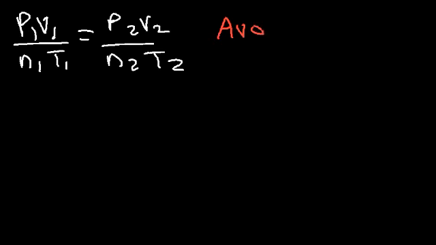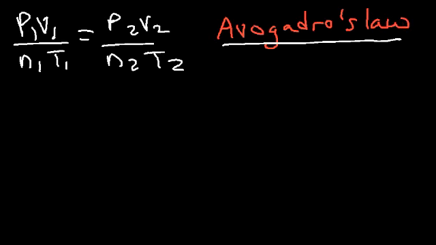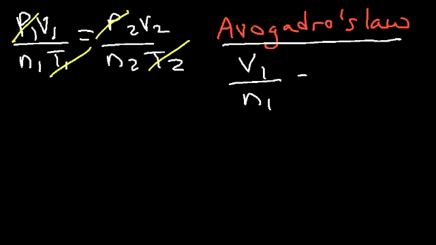And of course, whenever you hear Avogadro's name, think of moles. As you know, 1 mole is equal to 6 times 10 to the 23 particles or atoms, molecules, or just stuff in general. So, for Avogadro's law, his law describes the relationship between moles and volume. So therefore, pressure is constant and temperature is constant. So the equation that's left over is V1 over N1 is equal to V2 divided by N2.